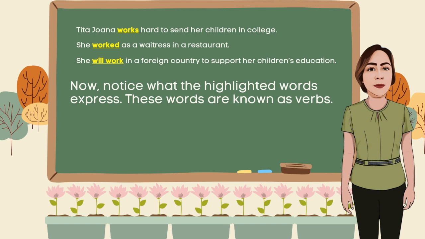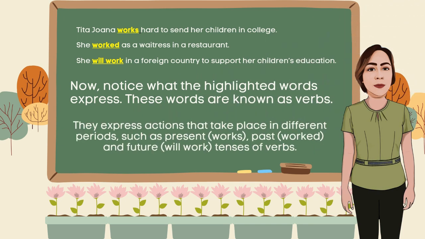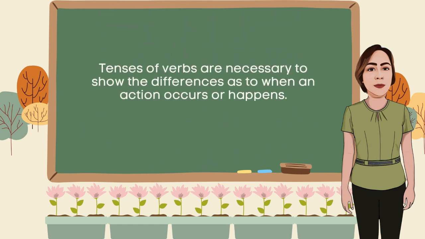Now, notice what the highlighted words express. These words are known as verbs. They express actions that take place in different periods, such as present, past, and future tenses of verbs. Tenses of verbs are necessary to show the differences as to when an action occurs or happens.